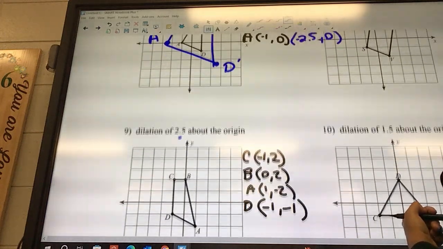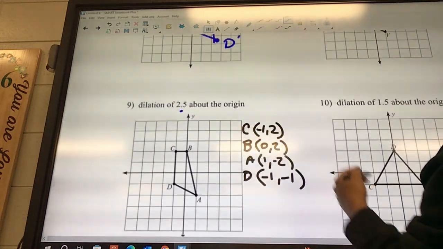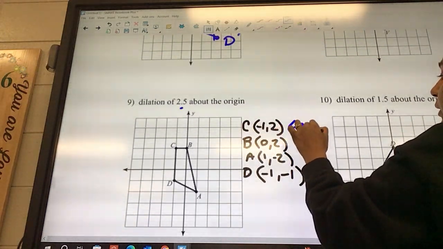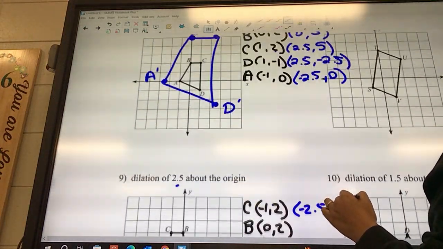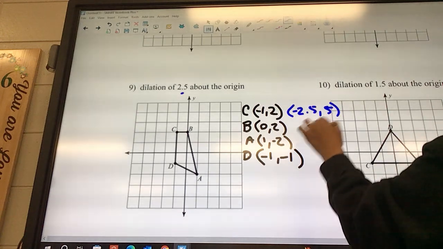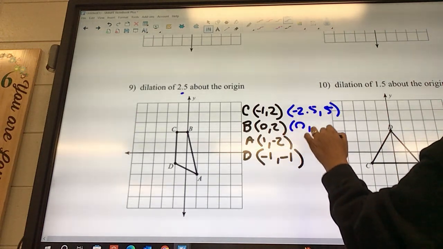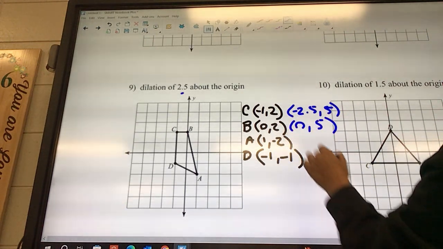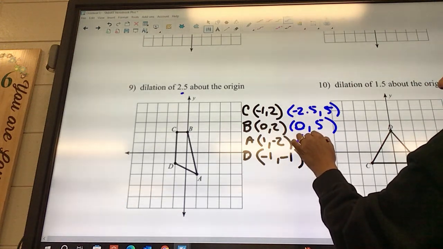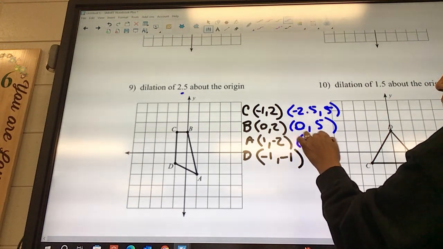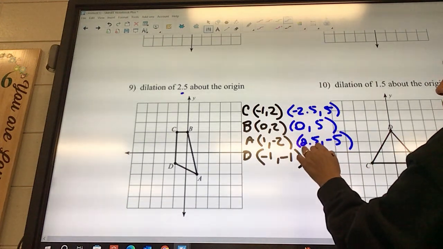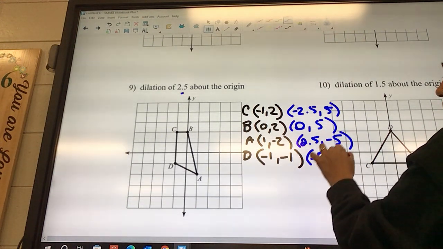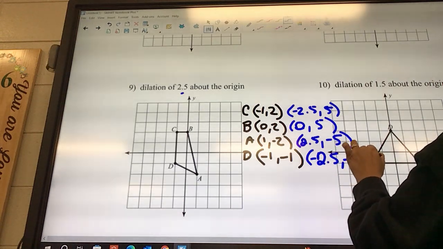Okay, and so if we match up with above here, we're going to get negative 2.5, and the 2 gave me a 5, 0 gave me 0, 2 gave me a 5, 1 gave me 2.5, negative 2 will give me negative 5, and then we got negative 2.5 and negative 2.5.